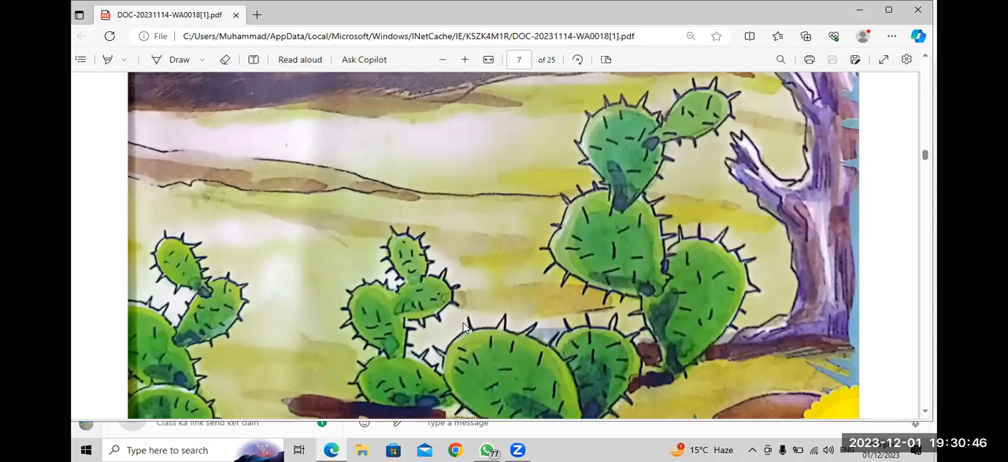हम जानते हैं. Ma'am, because it's so spiky. Yeah, it is. Yeah, it is so spiky.